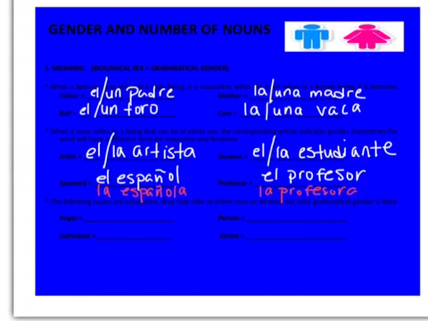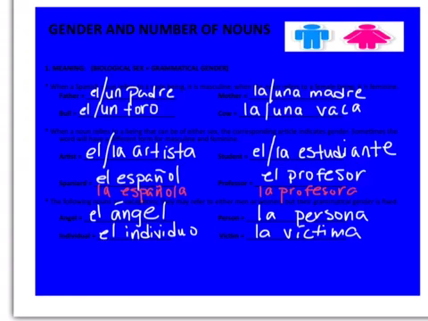The following words are exceptions, and the article is fixed, meaning it won't change whether you're talking about a male or a female. The word ángel will always use the article el, no matter if you're talking about el ángel María or el ángel Juan. Same thing happens with el individuo, la persona, la víctima. It doesn't matter whether you're referring to a male or a female, the article will always be the same.